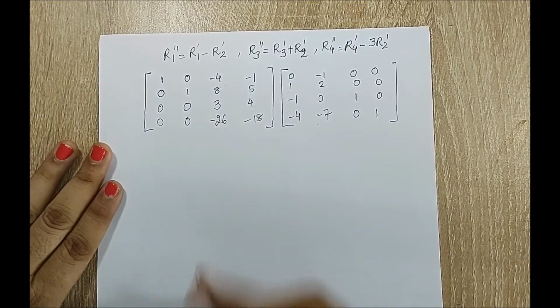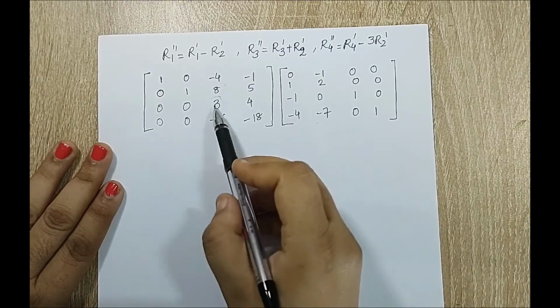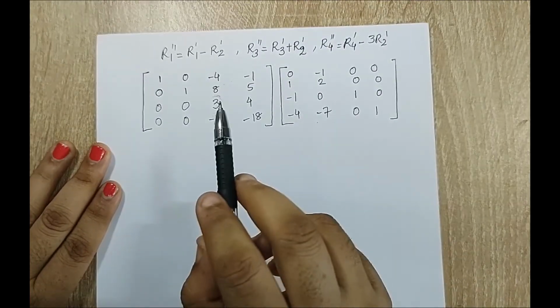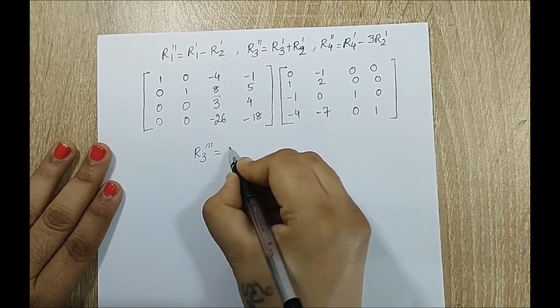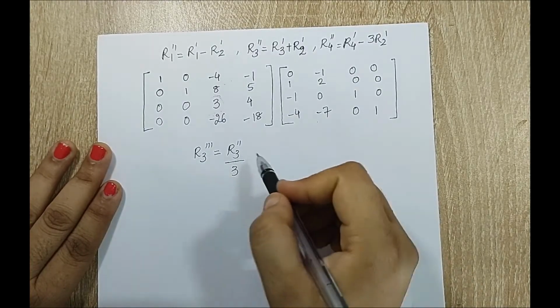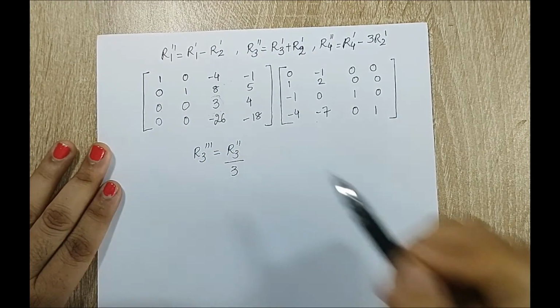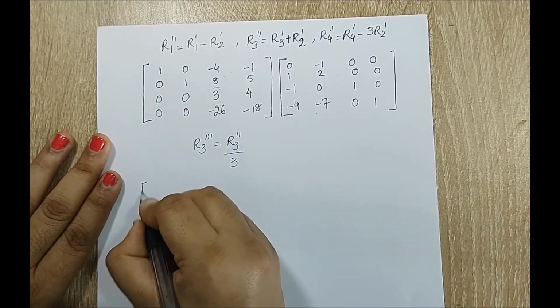Now I will work towards converting this element as 1. Observe carefully. I need to divide this element with 3 so that this element becomes 1. So I'll write down R3 triple dash will be R3 double dash divided by 3, which means I am multiplying this row with a scalar 1 by 3. So when I divide all these elements by 3, observe what do I get.